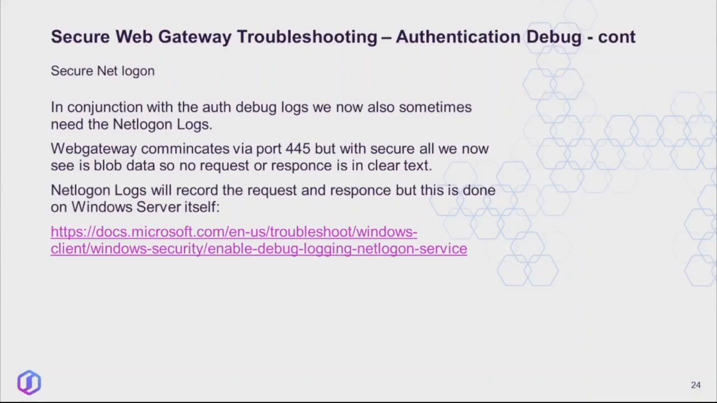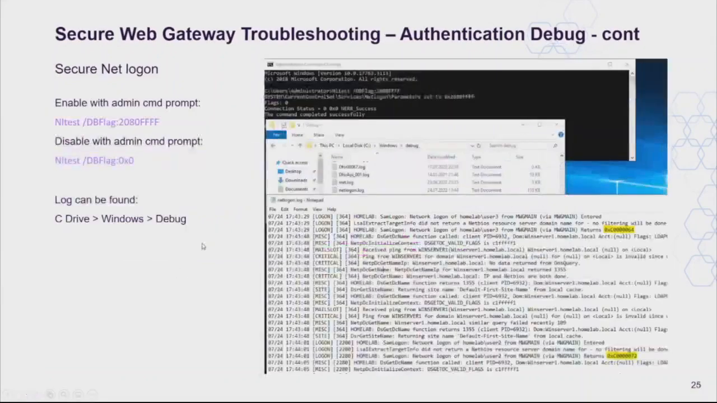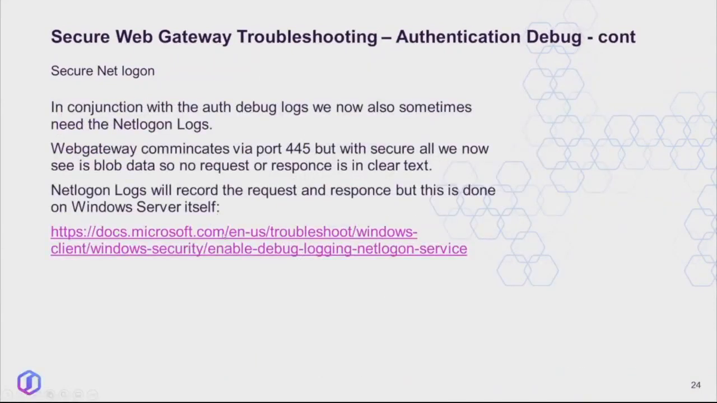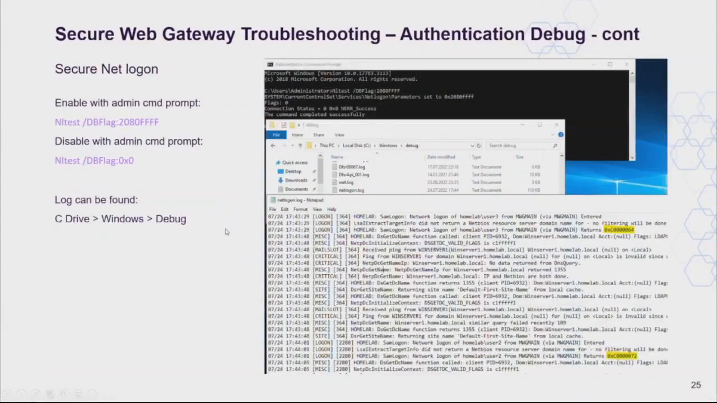Before, we used to actually see the error code being passed back in the TCP dump. We could see quite a lot in the TCP dump, but now we just see blob data. So Netlogon logs will record the request and the response, but this is done on the Windows server itself. I've included the URL here on how to enable this.